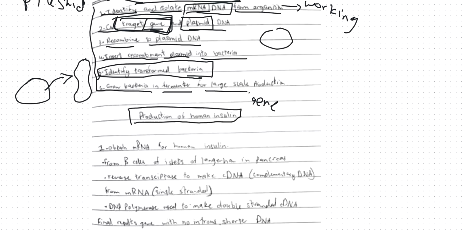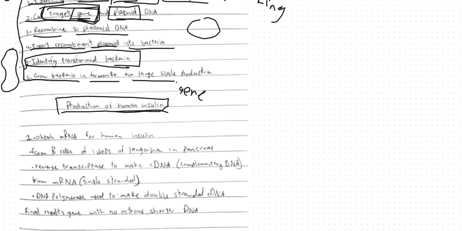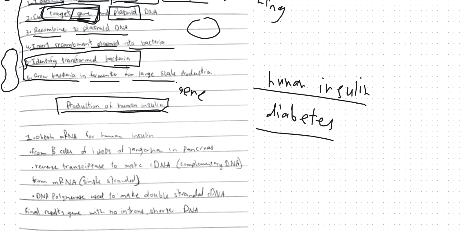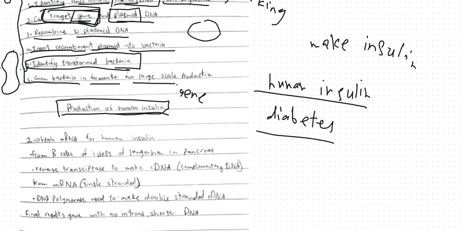One of its applications is when you need human insulin. So when you don't have human insulin, right, you'll have diabetes. When the body doesn't produce enough human insulin, you'll have diabetes. And to prevent this, to make insulin, humans use recombinant DNA technology. So how is insulin produced?